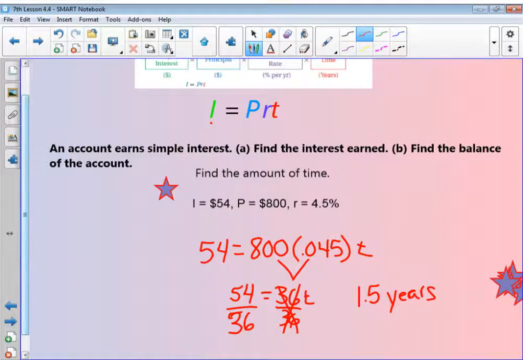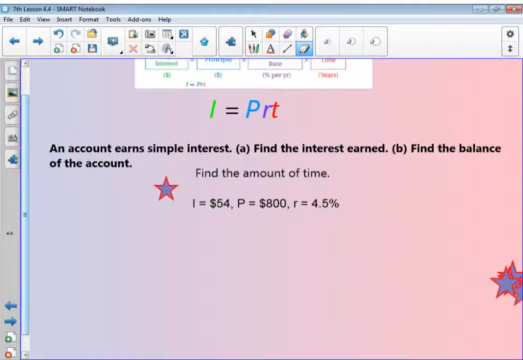Okay, 1.5 years. If you wanted to change that into months, it would be 18 months. Your choice, but most likely you'd leave it as 1.5 years. So that's working with substituting in. And as long as you know 3 of those 4, you're going to be able to solve for that 4th.